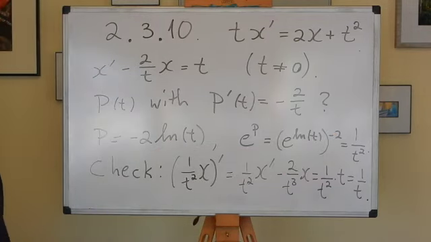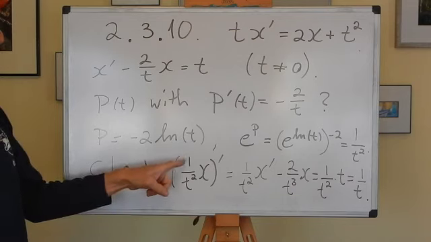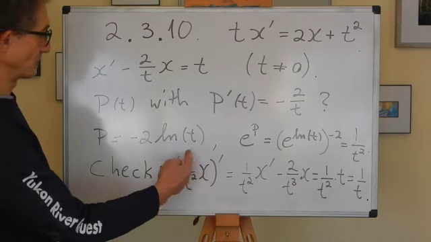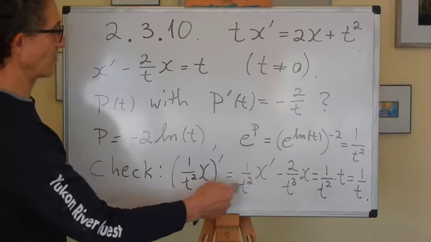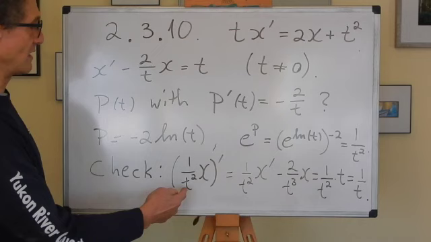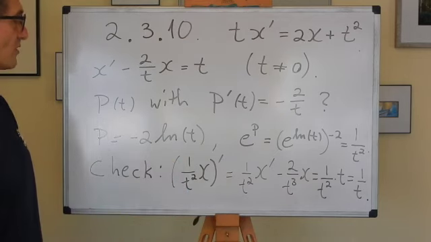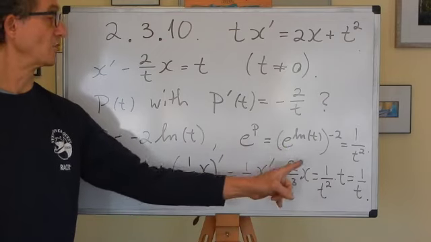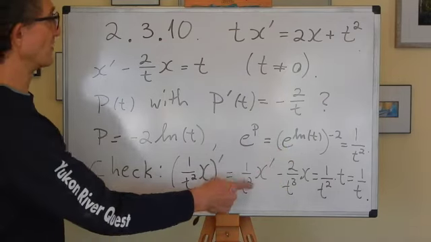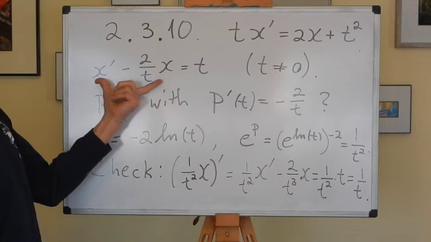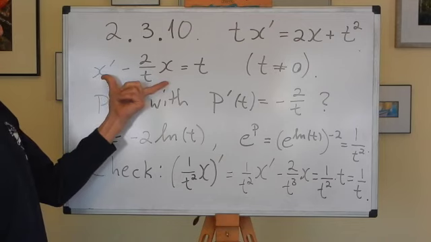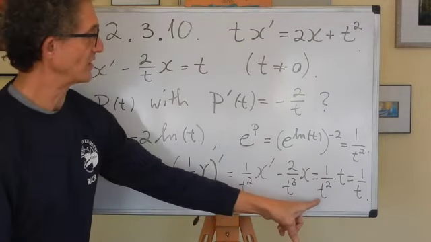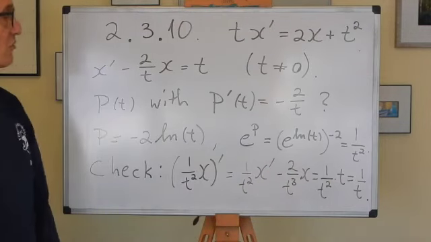Let's see what that gives us. If we take the derivative of 1 over t squared x, we get the derivative falling on x, so that's 1 over t squared x'. And then when the derivative falls on 1 over t squared, we get minus 2 over t cubed x. And so that's 1 over t squared times x' minus 2 over t x, and that's t. So that's 1 over t squared times t, which is 1 over t.